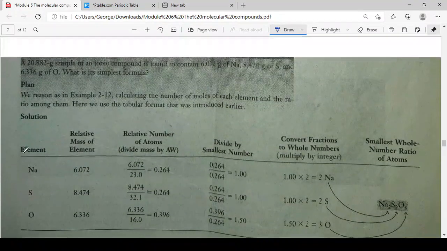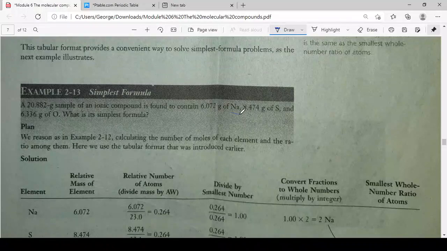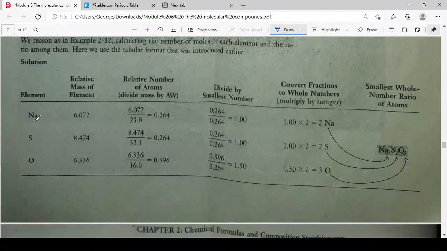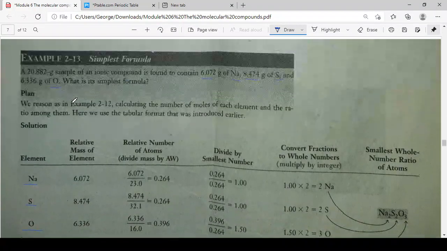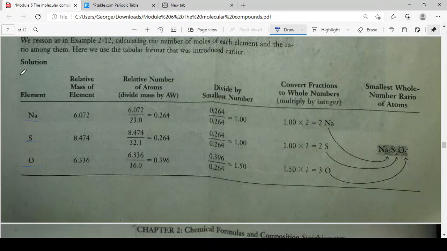First, write your elements. What are the elements? Na, S, and O, right? Look for the given relative mass of the elements. Sodium is 6.022, sulfur is 8.474, and your oxygen is 6.336.